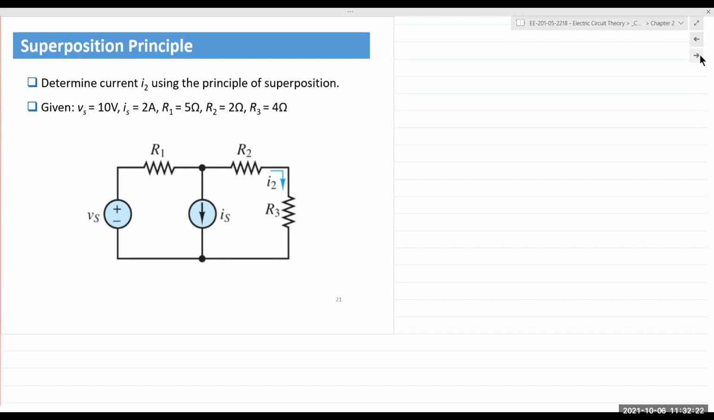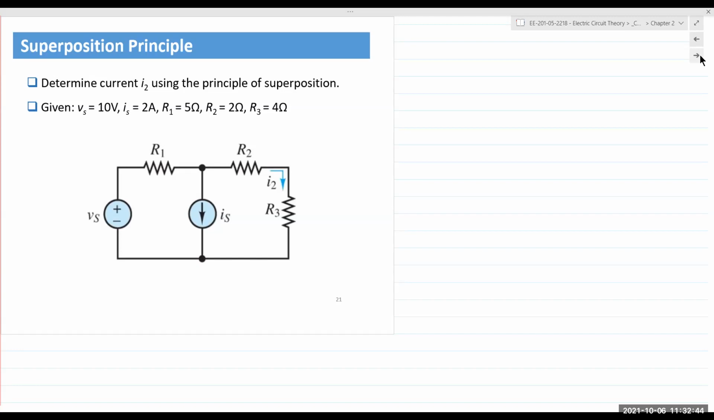So let's read out the statement first. Determine current I2 using the principle of superposition. So you have to use the superposition technique. Current I2, locate current I2, which is on the far right of the circuit. Values for the voltage source, current source, and the three resistors are given. Then take a look at the circuit itself.